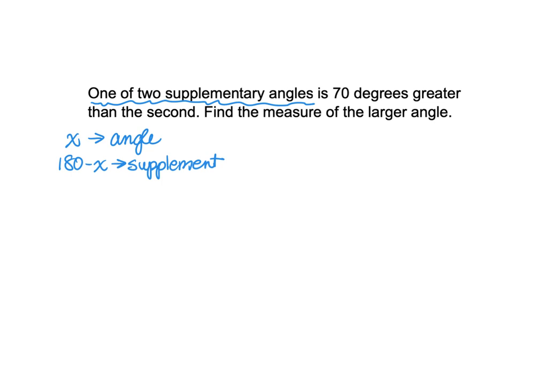One of two supplementary angles, okay, that's one of two, is 70 degrees greater than the second. By the way, I also could have written it this way. One of two supplementary angles is 70 degrees more than the supplement. And I'll show you the difference in how that turns out. It says find the measure of the larger angle.